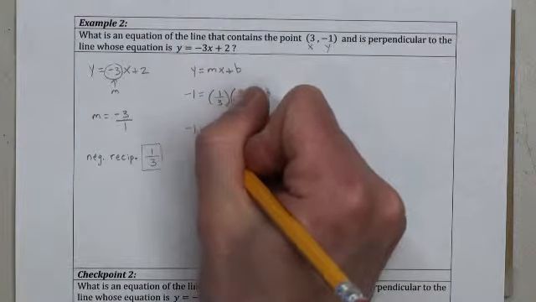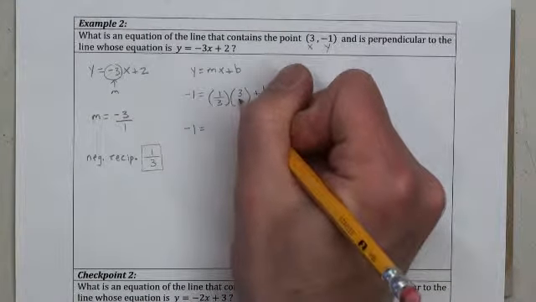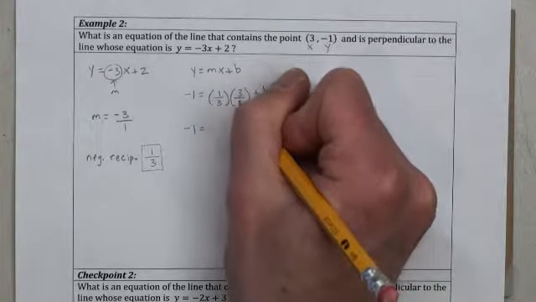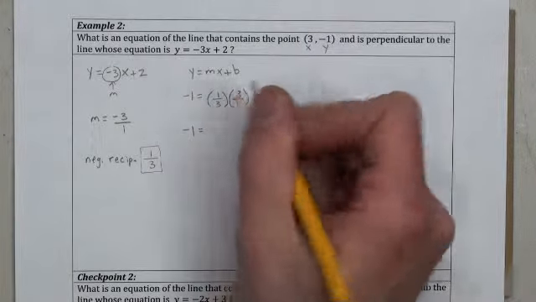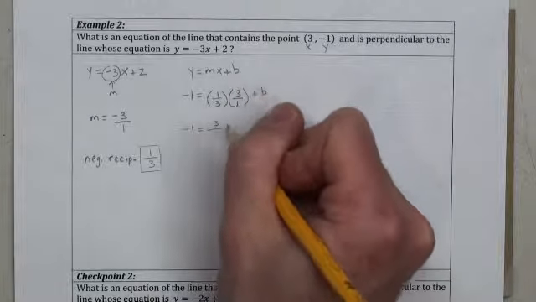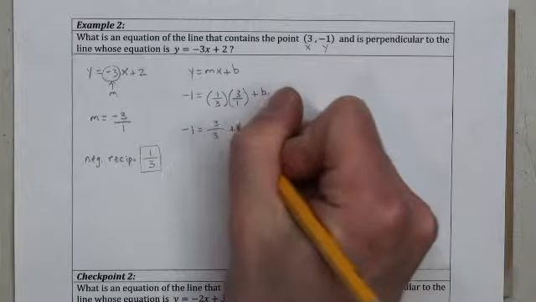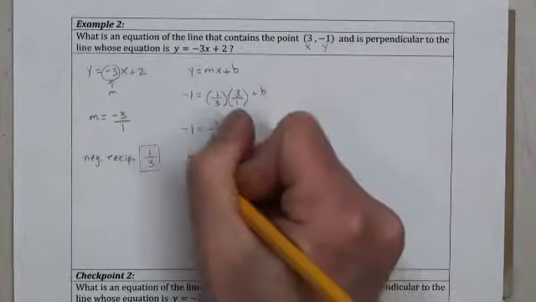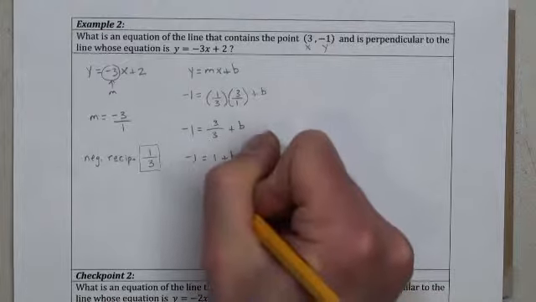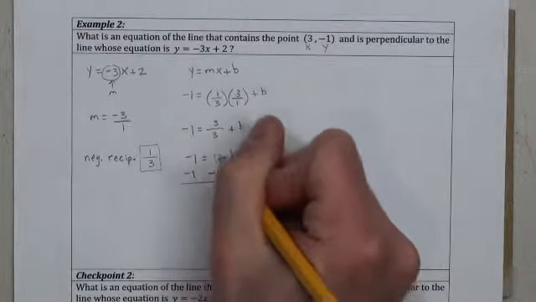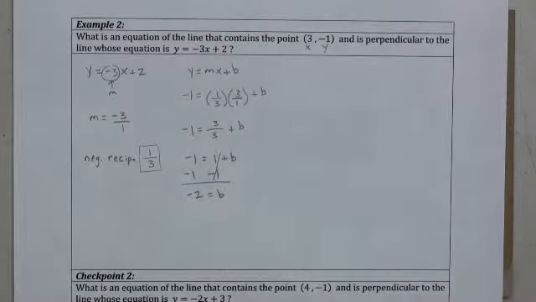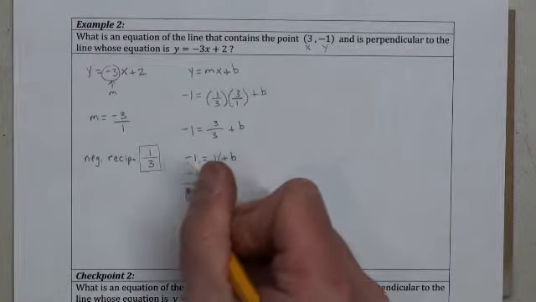So I have negative 1 equals, now when I multiply fractions, I got to put all of my numbers in fractions. So I put this as 3 over 1. So now I have 1 times 3 is 3, and I multiply the bottoms. I have 3 times 1 is 3, plus b. So I have negative 1 equals 3 over 3 is 1, plus b. Subtract 1 from both sides, and b equals negative 2. That's the second piece of information that I need.